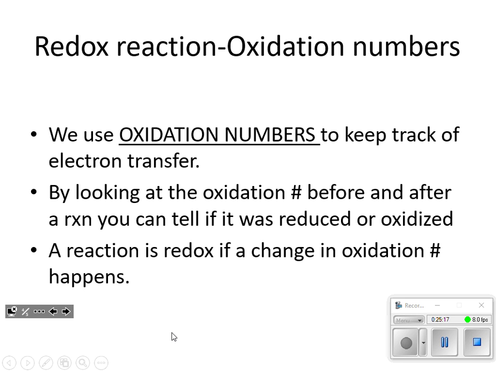Because, second bullet point says, if we look at the oxidation numbers before and after in a chemical reaction, we can tell something was reduced because its oxidation number gets smaller, or if it was oxidized, the oxidation number got bigger. And my last bullet point on this slide says, a reaction is a redox reaction if there's a change in oxidation numbers. Not every type of reaction is a redox reaction, ladies and gentlemen. So keep that in mind as well. A lot of them are, and you're going to see that as we go along.